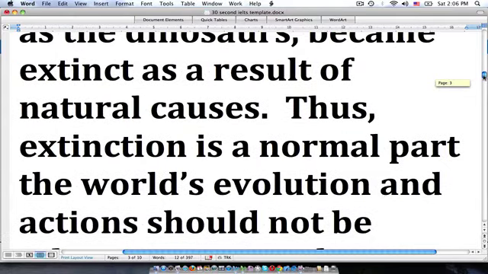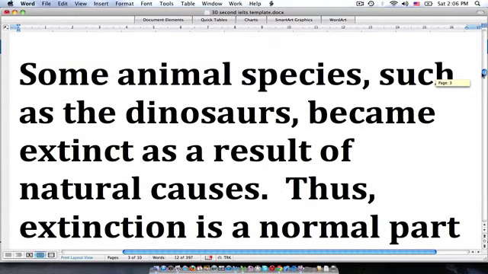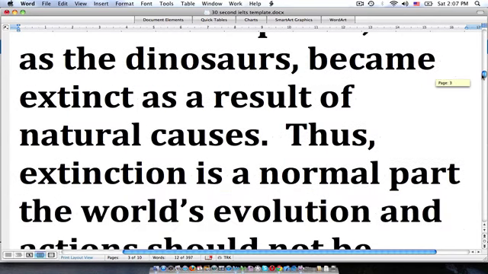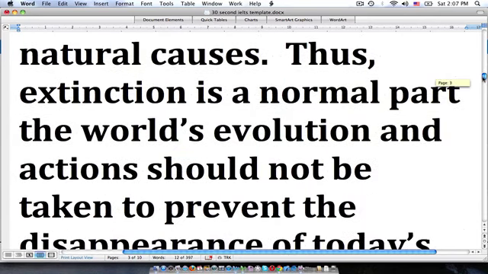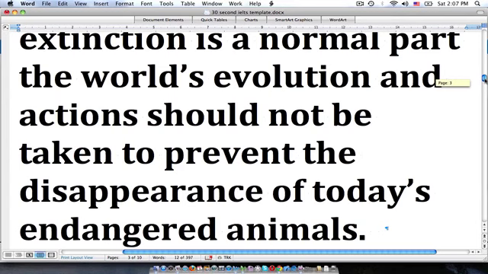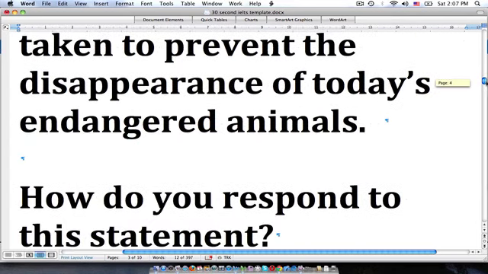Okay, now we will just read it one more time quickly. So some animal species, such as the dinosaurs, became extinct as a result of natural causes. Thus, extinction is a normal part of the world's evolution, and actions should not be taken to prevent the disappearance of today's endangered animals. How do you respond to this statement?